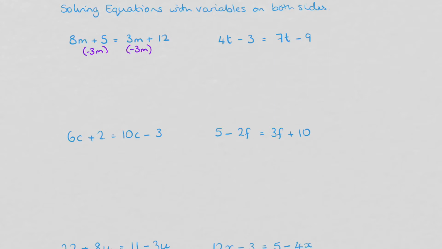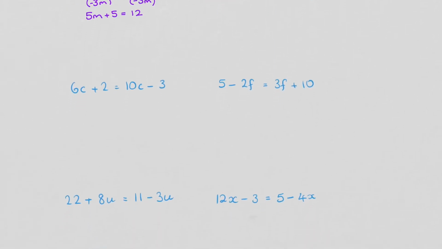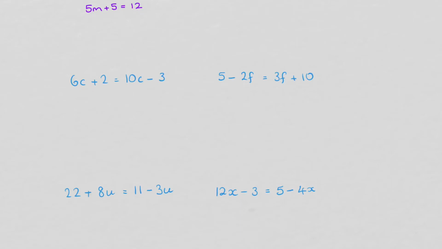And what that leaves us with, so we've got 8m take away 3m, so that's 5m. We've still got plus 5, and on the right hand side, we've only got 12 in that basket now. So if we forget what's gone before, that now is a very straightforward equation for us to solve like we've been doing last week. Okay, so we know that we need to take away 5 from both sides to leave us with 5m equals 7.